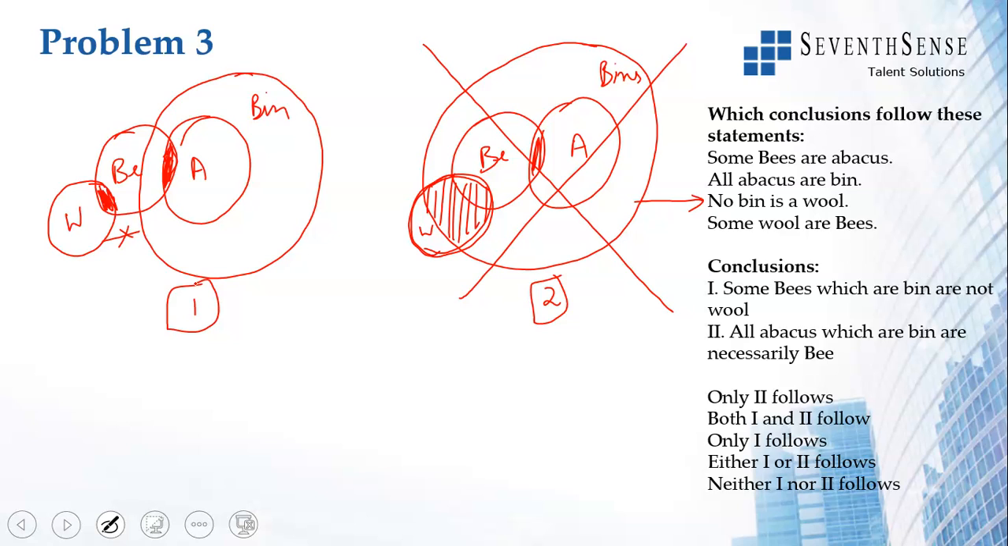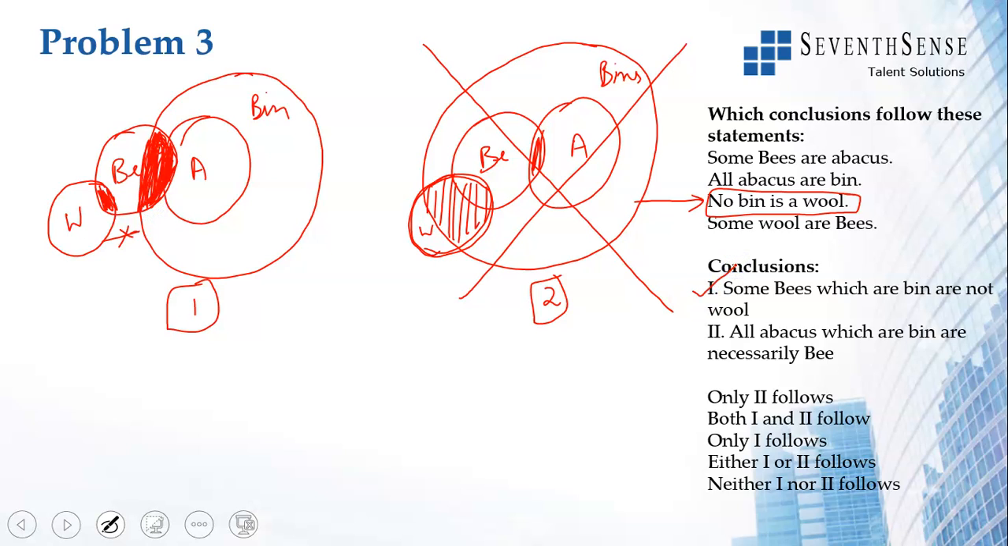It says some bees which are bins. So which are those bees that are bins? These are the bees that are bins. Let us shade this entire area. These are the bees that are also bins. Can they be wool? No, because there is no overlap between wool and bin. So these bees which are bins can't be wool.